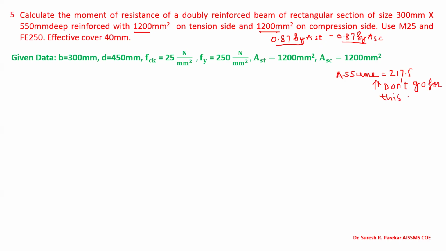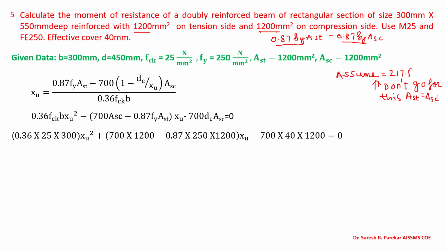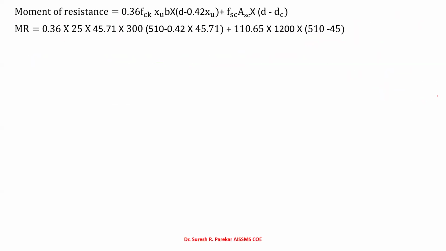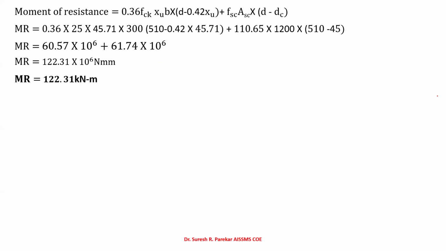Don't go for this step when AST equal to ASC, because this becomes definitely zero. And then we will go directly for this, and by calculating these values, we are going to get value of XU which is less than XU max. Then we have FSC 110.65, and then we will find the value that is of MR. So 60.57 by concrete and 61.74 by steel, and our moment of resistance is 112.31 kilonewton meter.